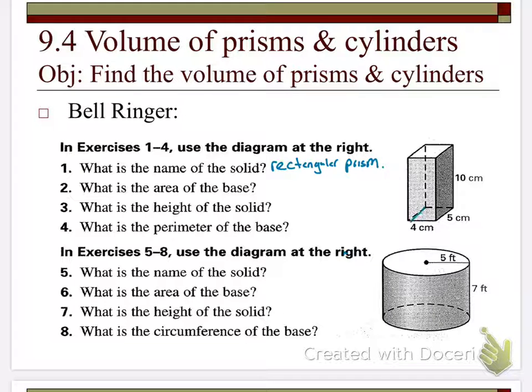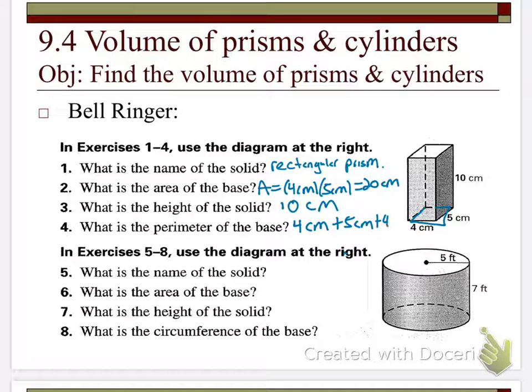We see your area of the base is a rectangle, which means it is base times height. So 4 centimeters times 5 centimeters, which leaves me 20 centimeters. What is our height? We see our height is 10 centimeters. It says, what's the perimeter of the base? Well, the perimeter of the base is 4 centimeters plus 5 centimeters plus 4 centimeters plus 5 centimeters, which is 10, 14, 18 centimeters.